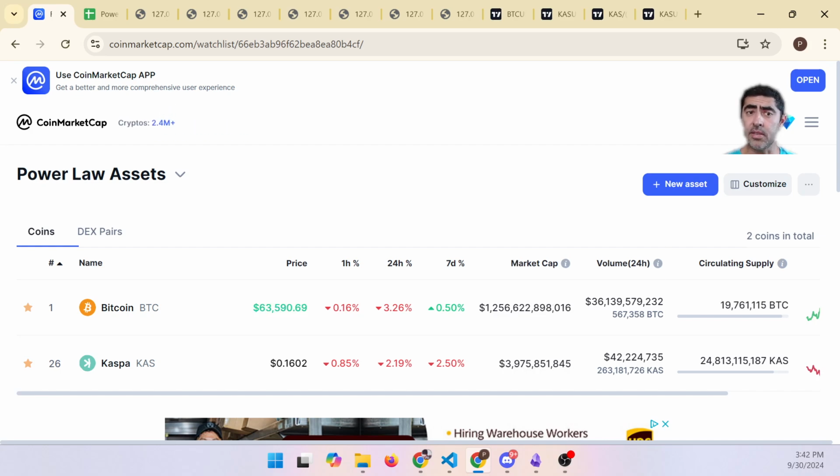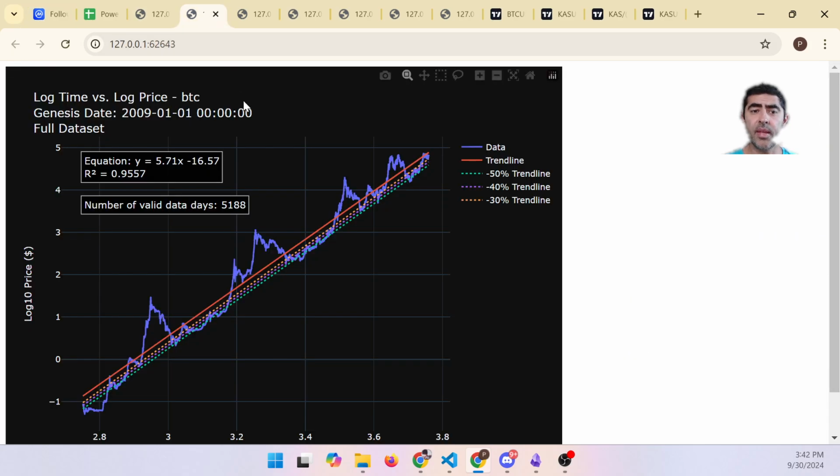So, as a reminder, the power law is simply a trend line in log space that has done a really good job of mathematically describing how the prices of these two assets, Bitcoin and Kaspa, have occurred in time. So here in this particular graph, you can see that the blue line is the price in log space, and the orange line is the trend line. It's a mathematically derived trend line. There's no guesswork involved in it. It's relatively simple mathematics based on linear regression, and you guys can also do it at home.